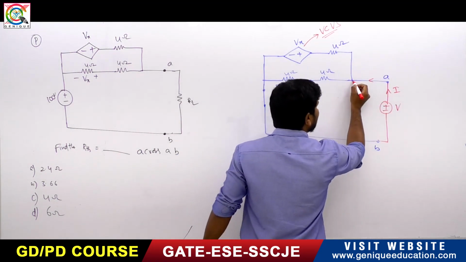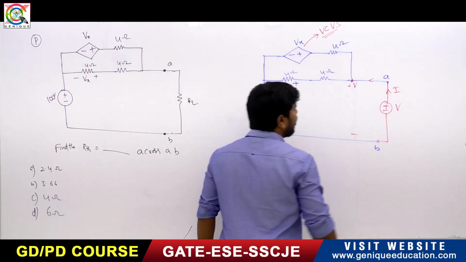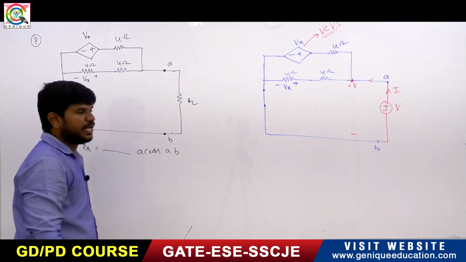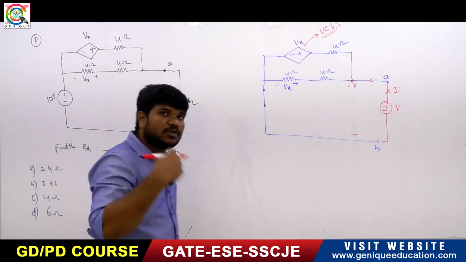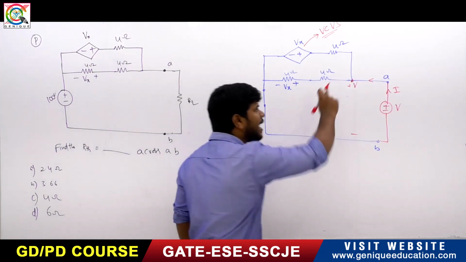Now what is the voltage? Here the voltage is V. Right? Here the voltage is V. Now I am applying the nodal analysis here. So what do I have to find? I have to find the equivalent resistance across the terminals A and B.